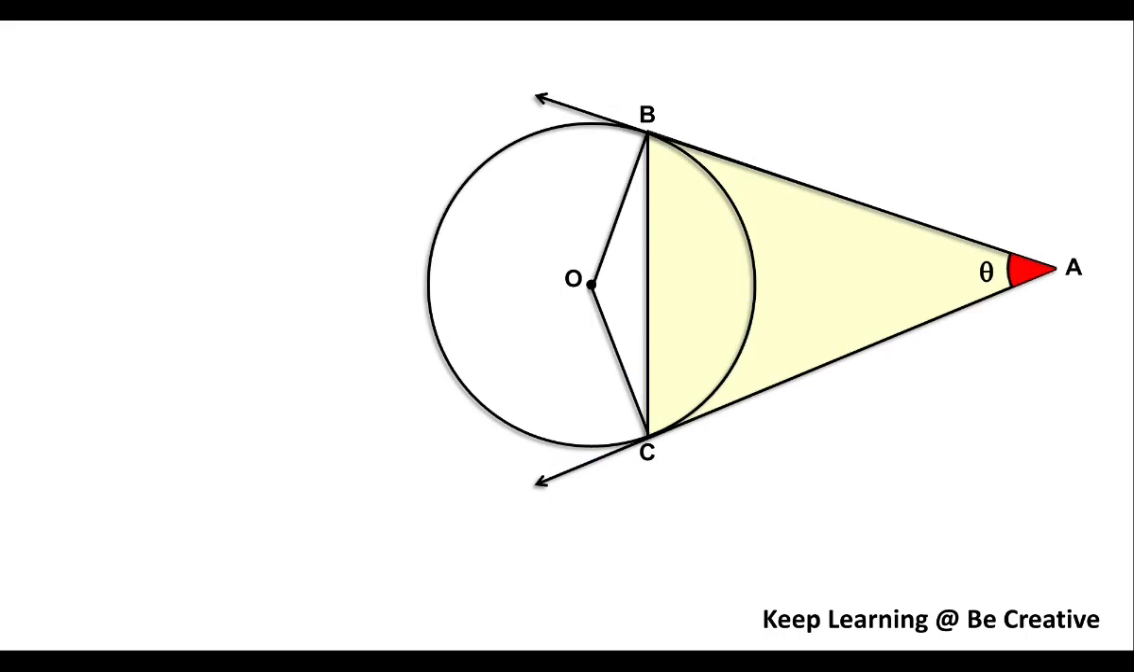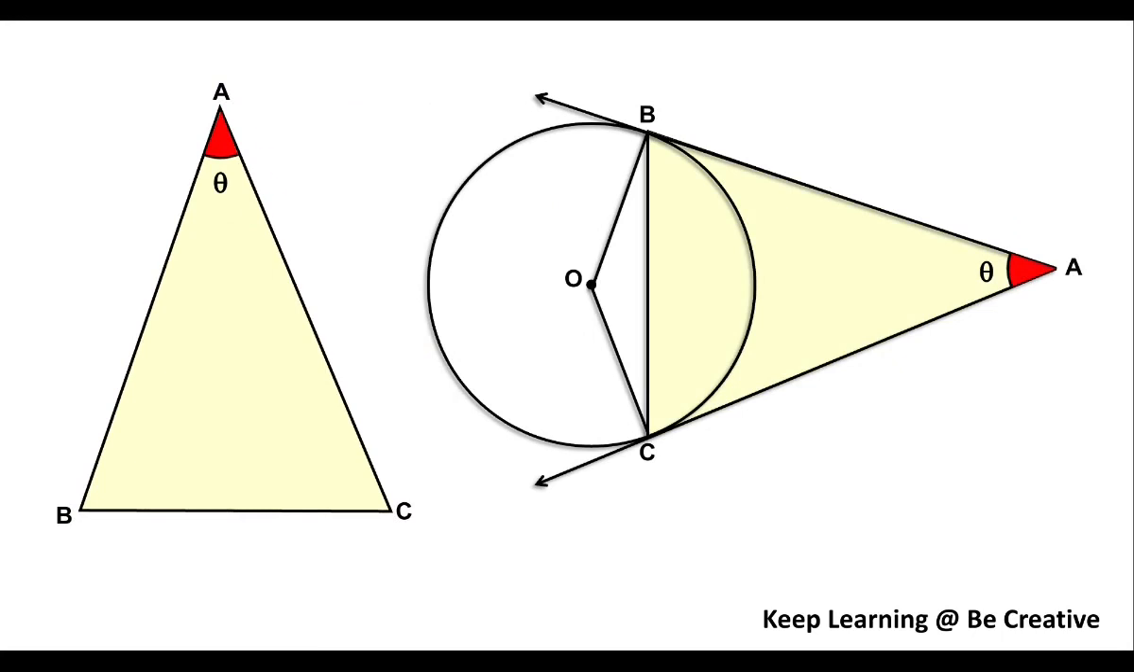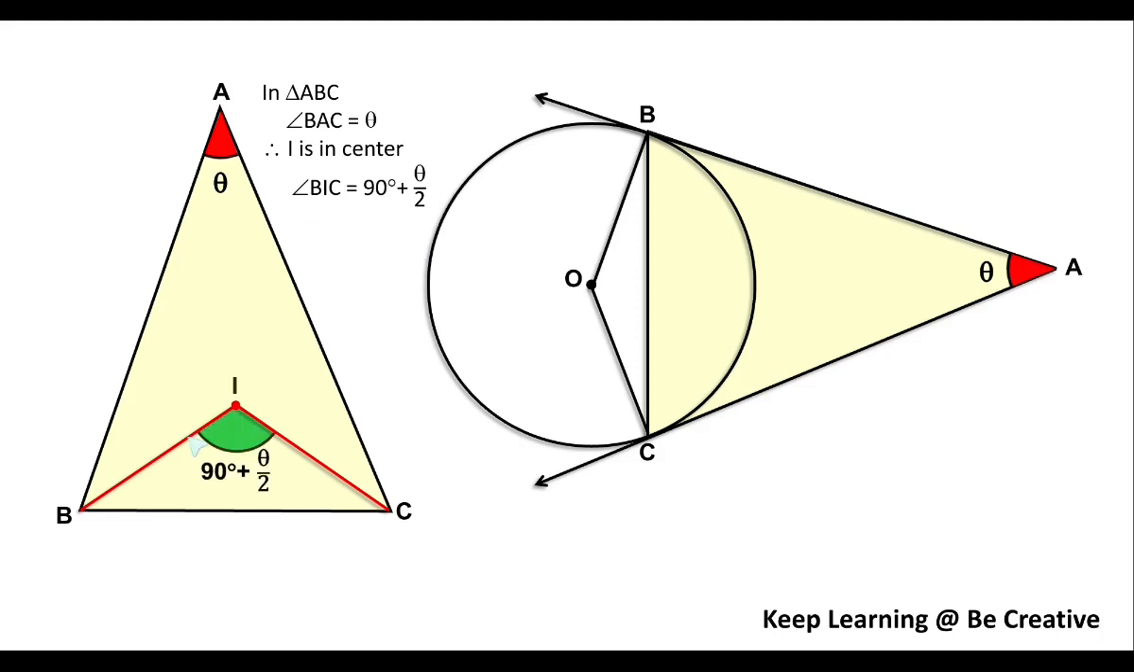Here for triangle ABC, we have marked the angle A as theta. If this angle A is theta and I is the incenter, then we can find angle BIC very easily, which is given by 90 plus theta by 2. This is a very important relationship between the incenter and this vertex angle, so you should remember this also. Now, the angle at the other vertices sums to 90 minus theta.